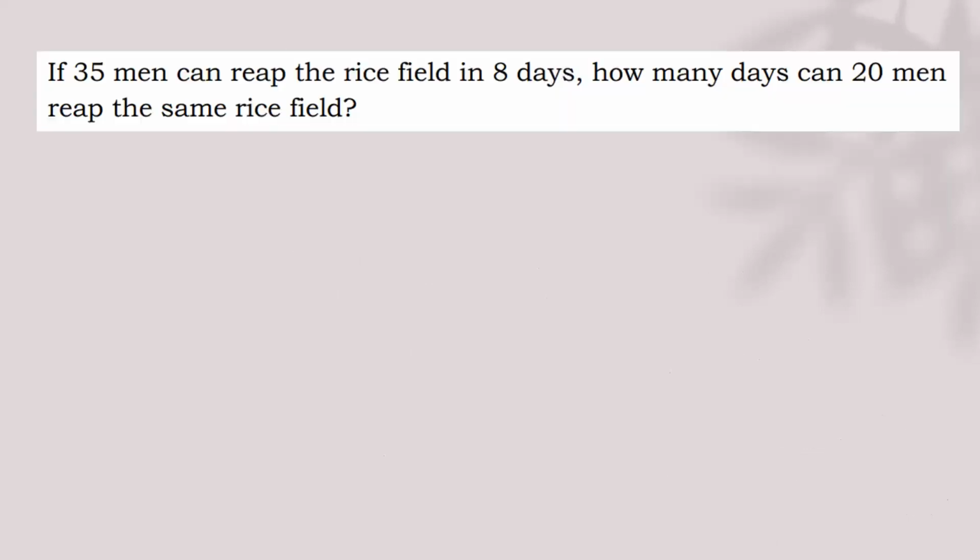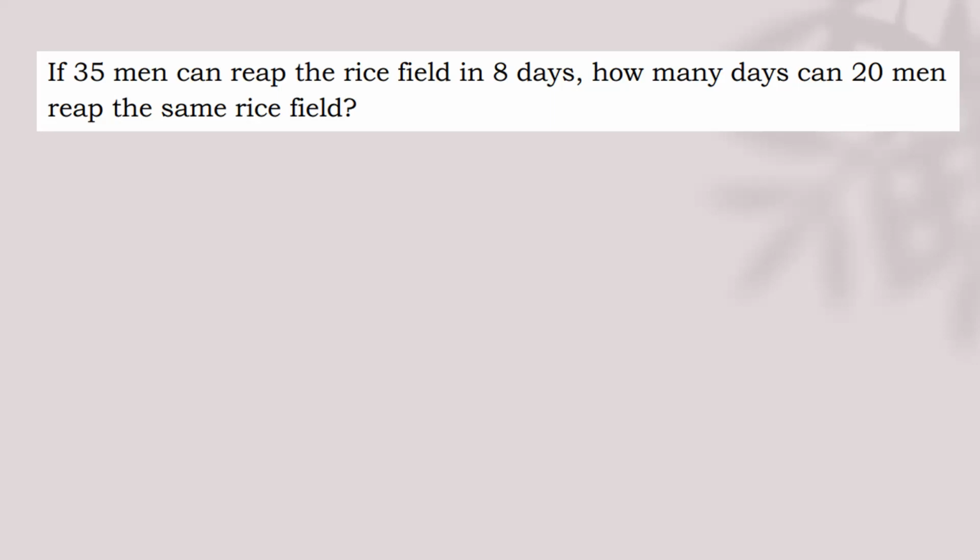For indirect, 35 men can reap the rice in 8 days. How many days can 20 men reap the same field? Okay po. So 35 men daw ay 8 na araw. In how many days can 20 men reap the same field? Ano nangyari sa men? Tumaas, bumaba? Bumaba po. Ibig sabihin, kumonti ang trabahador.